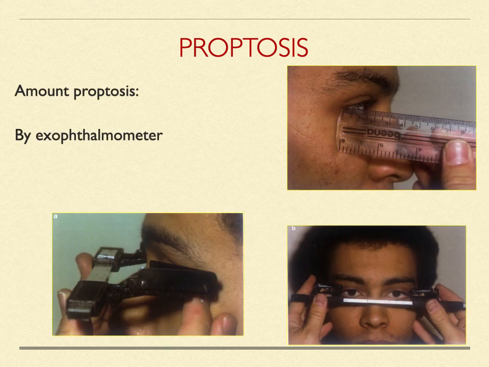How can we define the degree and the amount? We have to measure this by ruler, putting the ruler at the angle of the eye at the bony orbital margin, and measuring the amount of proptosis from the lateral point of view, as we can see by the ruler up there. Or we have something called an exophthalmometer, which can exactly measure the protrusion in millimeters in both eyes and the difference between both eyes. But this is not by inspection, this is by machine.